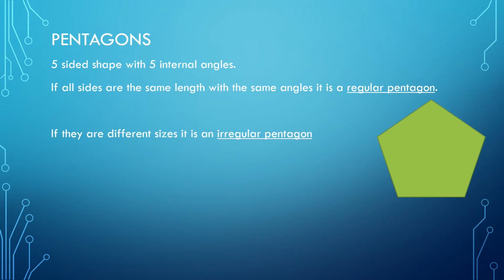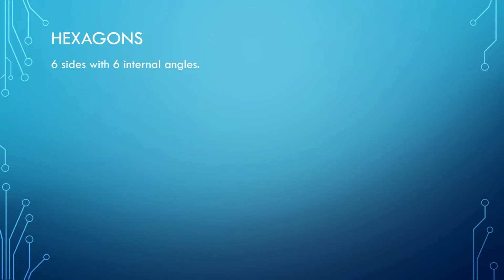If they are all different sizes, then it's called an irregular pentagon, like this shape down the bottom here. We get a little bit uncomfortable calling that a pentagon because it doesn't look like what we think a pentagon should be. But it does have five sides, and so that makes it a pentagon. It's not a regular pentagon, they're not all the same, and so it becomes an irregular pentagon.